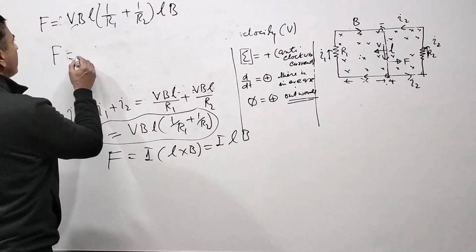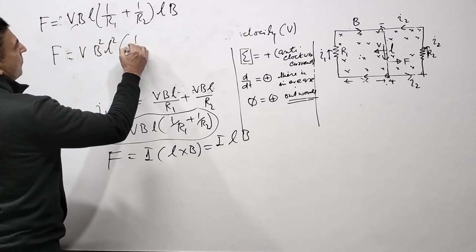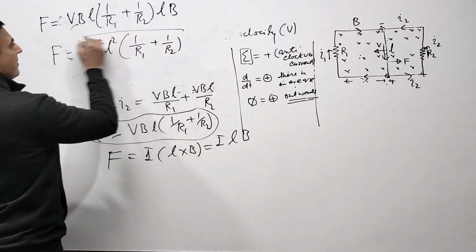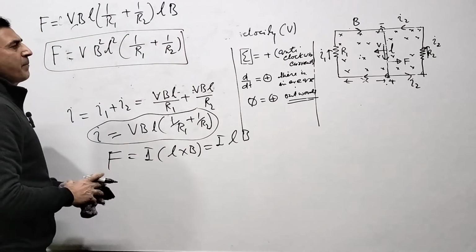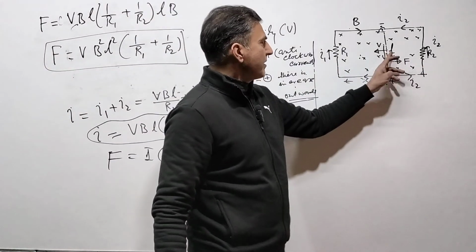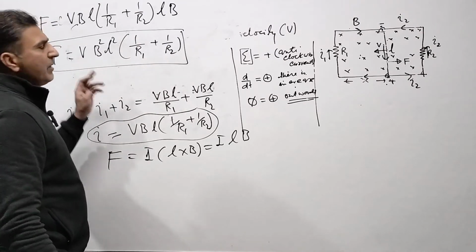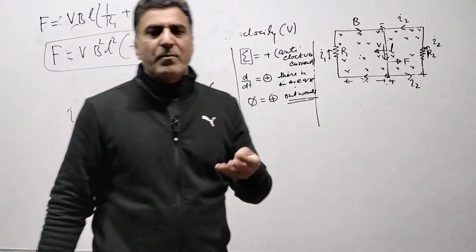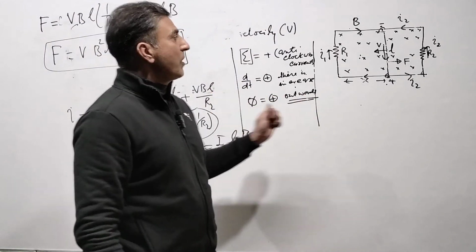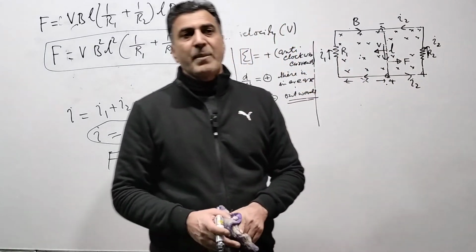Okay? So F is equal to V B square L square (1 by R1 plus 1 by R2). That is the answer. So in the question R1 and R2 were given, L was given. So you need to substitute all the values of R1, R2, L and V. If these values are given, you can find the magnetic force on the current carrying conductor. This much force you have to create in the forward direction to keep the velocity of the slider constant.